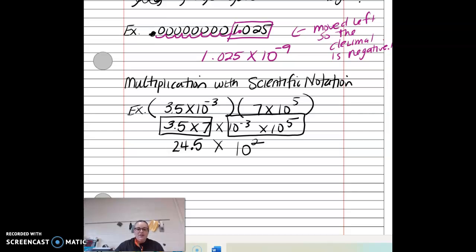Now, unfortunately, this is not in proper scientific notation. If you look at this, 24.5 is not between 1 and 10. So what we have to do is change this so that it is. So what I'm going to do, looks like I moved this decimal one place to the left so that I get 2.45, which is now going to change your exponent here. So we moved it one place farther to the left, which means if I were to put this back into proper, I'd have one more place to go right. So that means I'm going to have to make this to the 3rd power.